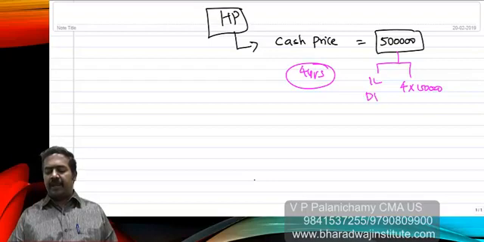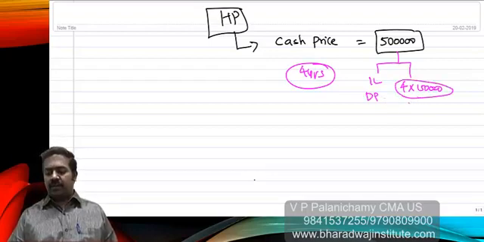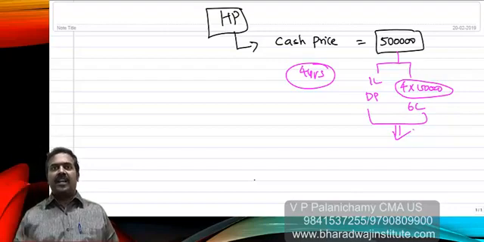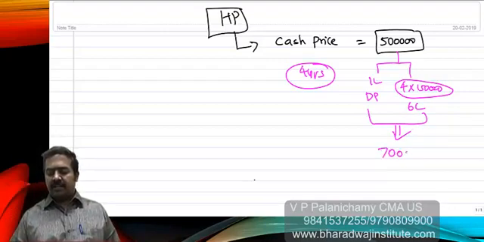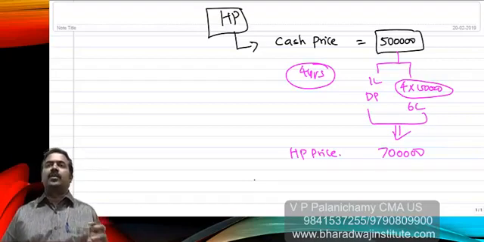Down payment, how much you paid? 1 lakh, plus 4 installments of 1,50,000 means how much you are paying? 6 lakhs. So totally how much you are paying in the period of 4 years? 1 lakh already paid as down payment plus 6 lakhs. What is the total you are paying? 7 lakhs. This is called as hire purchase price. What is hire purchase price? The total price paid including interest.